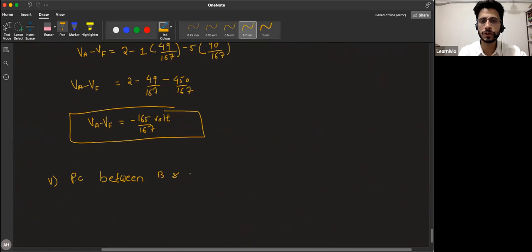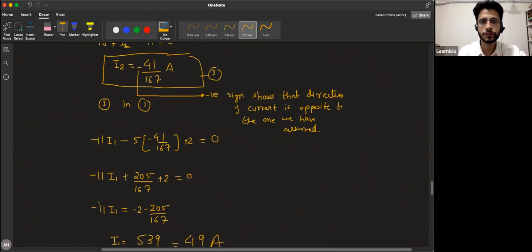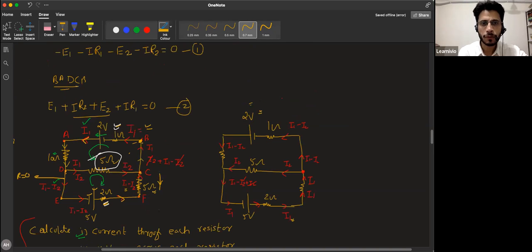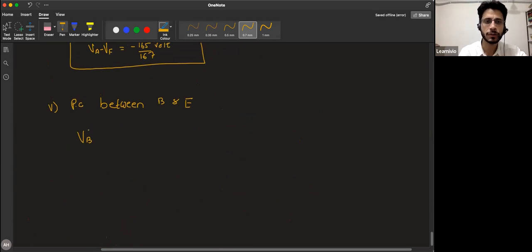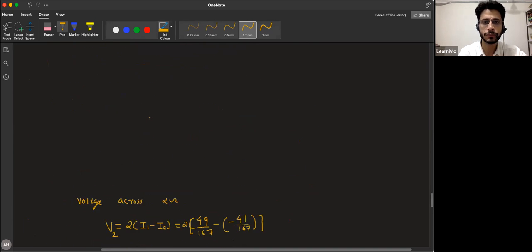How to calculate potential difference between B and E? It's VB. You can start from B. We can move through any path. We can go from B to C, C to F, and to E. Or you can go from B to A, then D, then E. That's your choice, what path you want to choose. Let's go from B, A, D, E. In all paths, you will get the same answer. So I'm choosing the path BADE, this path.